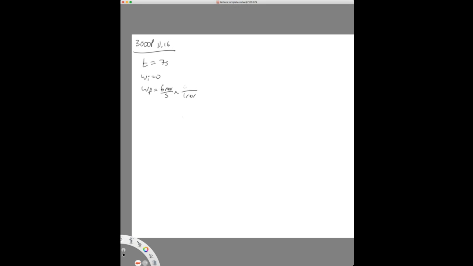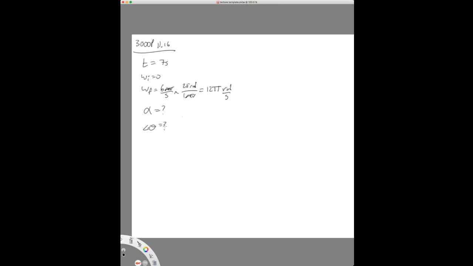Again, I don't want revolutions, I want radians. So I'm going to immediately get rid of the revolutions, and we have 12 pi radians per second. Don't forget the pi. It's easy to forget the pi. 12 pi radians per second. What is the angular acceleration of the wheel? So alpha equals question mark. Through how many revolutions does the wheel turn? That would be asking me for delta theta, but asking me to go back to revolutions.